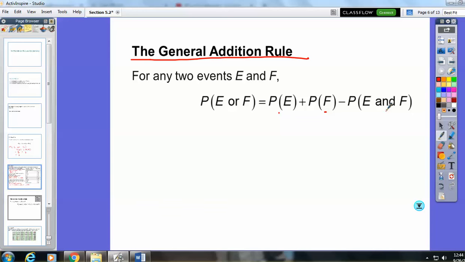And again, you guys will still have your formula sheets. Is this on there? If you're looking in chapter 5, it has these things on there.